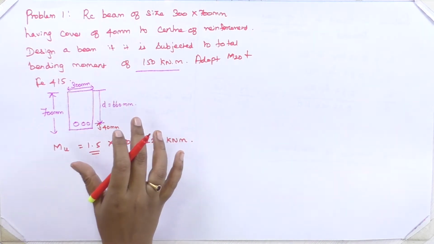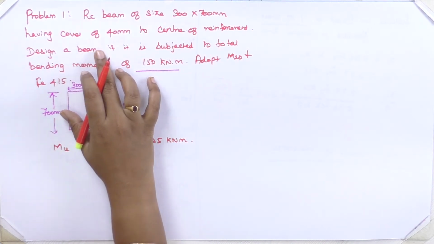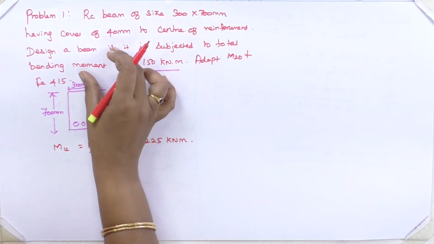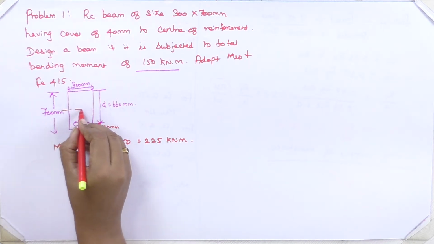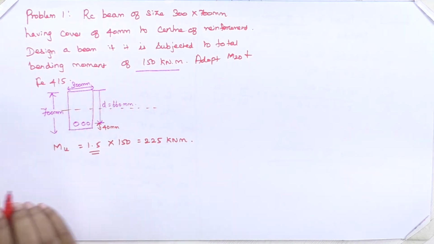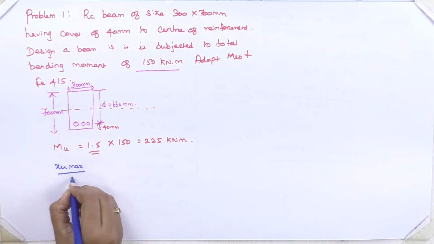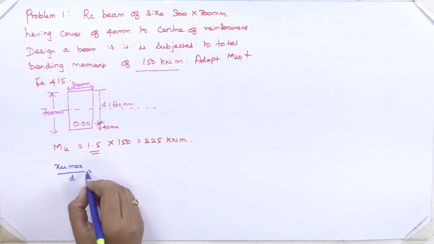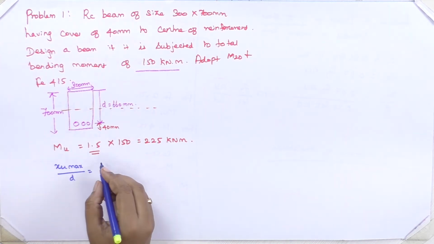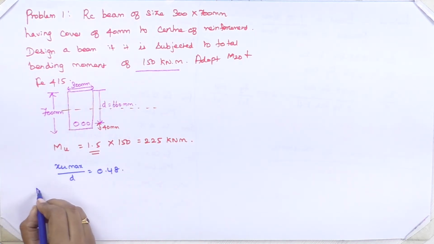Then the second step: you need to design a beam subjected to this. Design a beam in the sense the size is given, and you need to arrive at the reinforcement for this section. For that, first you need to analyze where your Xu max value is. Xu max by D, the problem is Fe 415, so the Xu max by D value you can directly take from your code book, page number 70, 0.48. From this value, you can check your Mu limit.